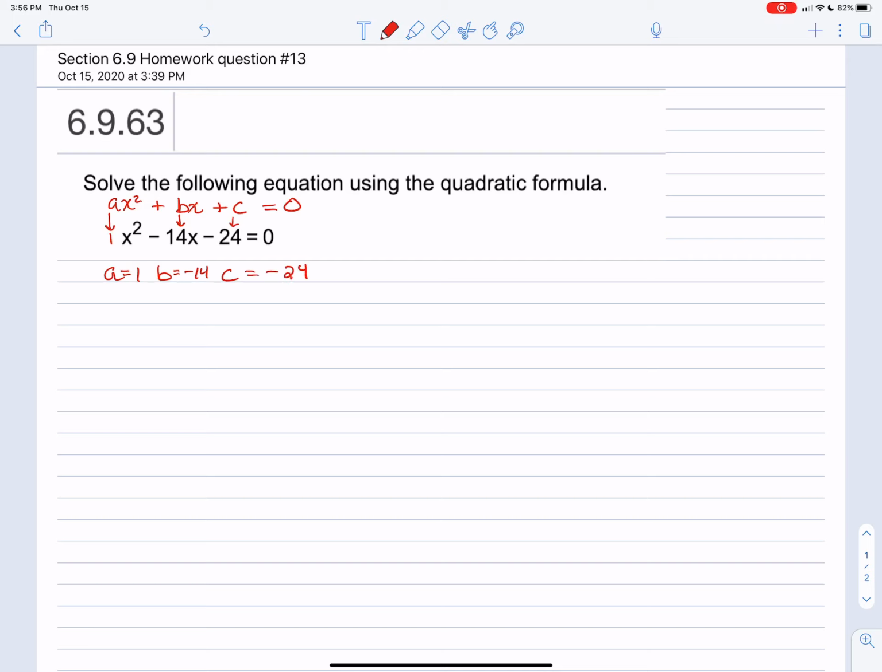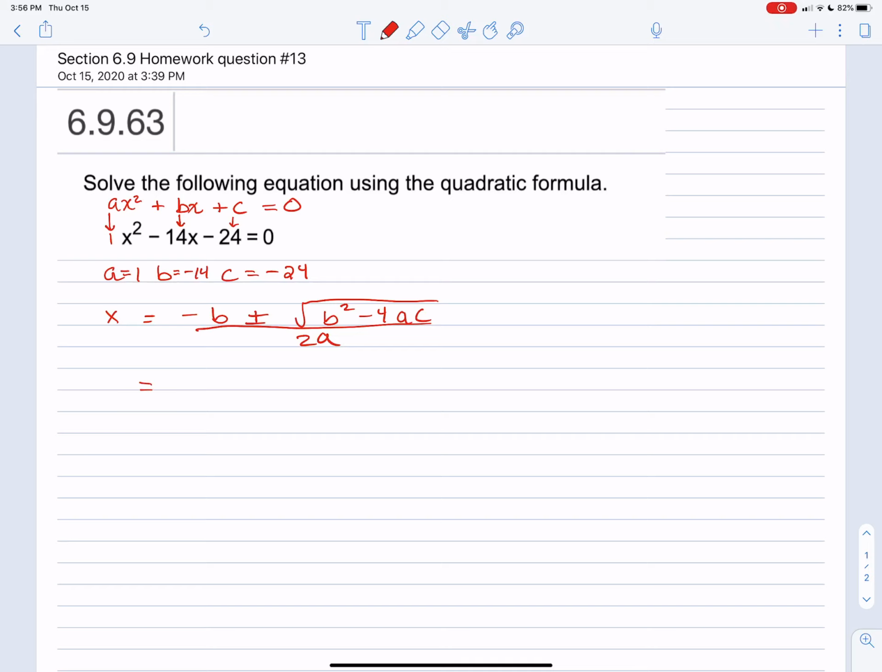Now we'll substitute these values into the quadratic formula. That is, minus b plus or minus the square root of b squared minus 4ac, all over 2a.